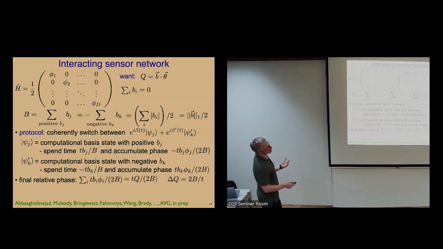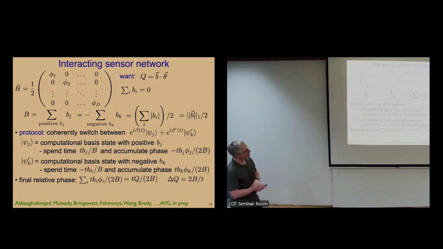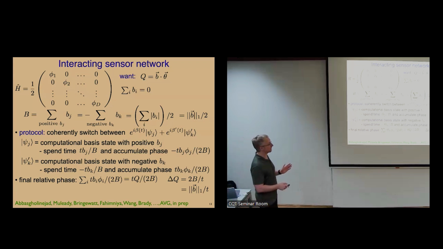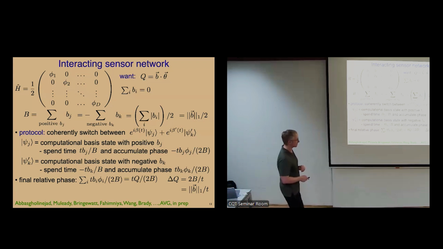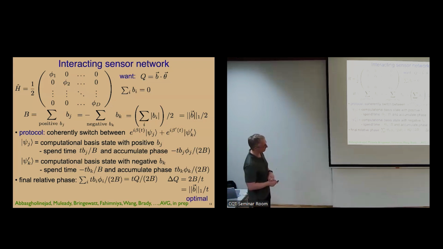So then the uncertainty, the measurement of q, is just 1 over whatever multiplies q in my phase. So it's 2b over t. And since 2b is just the 1 norm, I can write it as 1 norm divided by t. And this turns out to be the optimal. So prove that it's optimal.